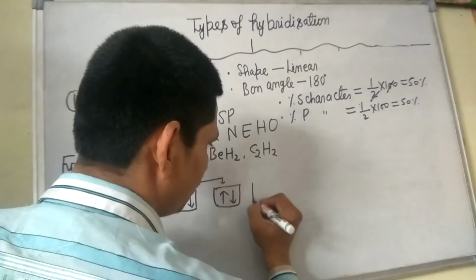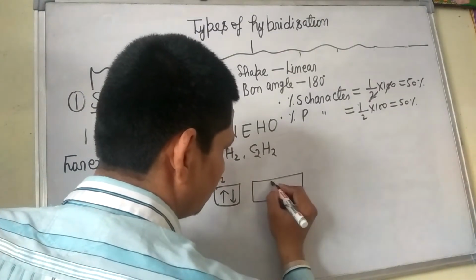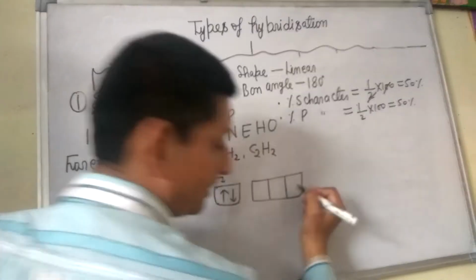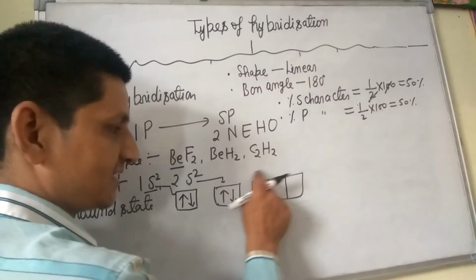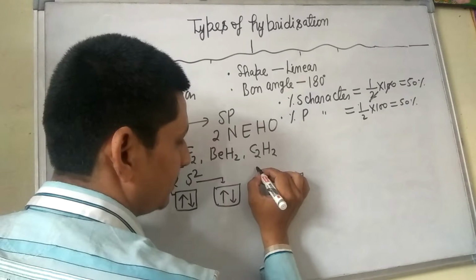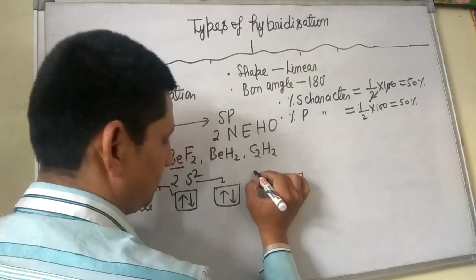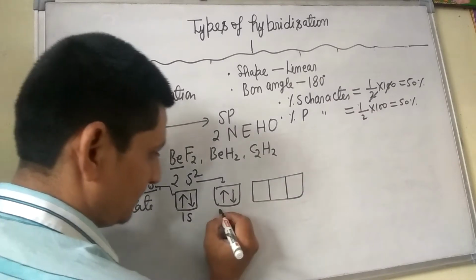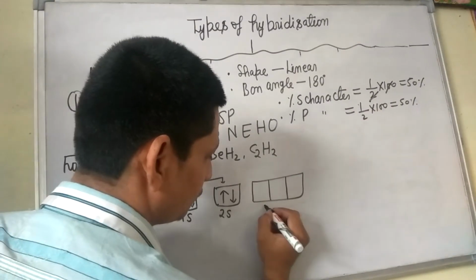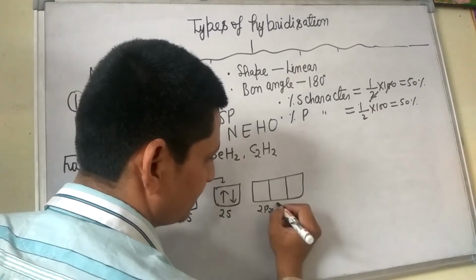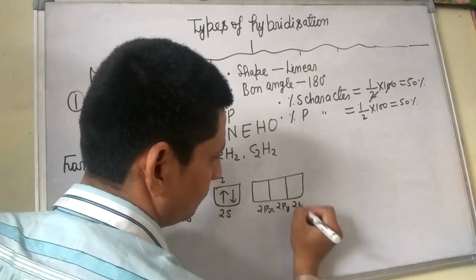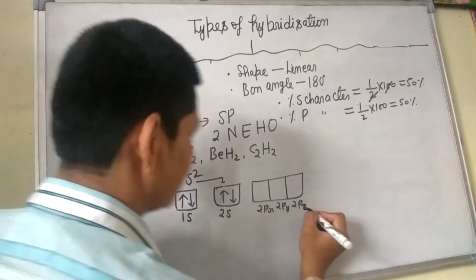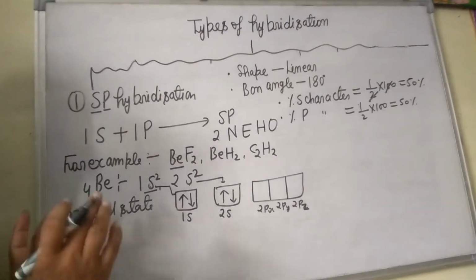And after this 2p. 2p contains 3 orbitals: px, py, pz. Here 2p orbital is empty. This is 1s, this is 2s and this is 2p, we call it 2px, 2py, 2pz. So this is called ground state, means lowest energy state.